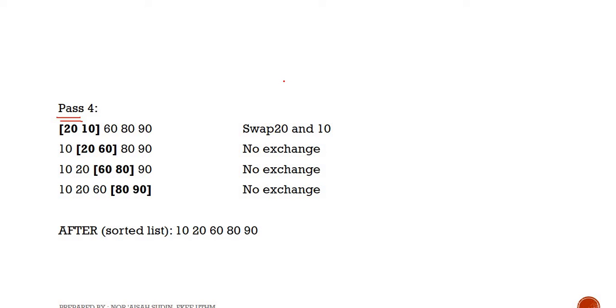If you want to show the manual method for the bubble sort, you need to show the comparison between these adjacent elements, and show whether the numbers should be swapped or not. You need to write the swapping process, for example here we swap 20 and 10. Otherwise you just keep the elements in the comparison and write down no exchange or no swap. This is how you can do the bubble sort.